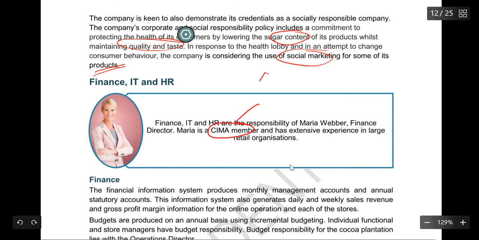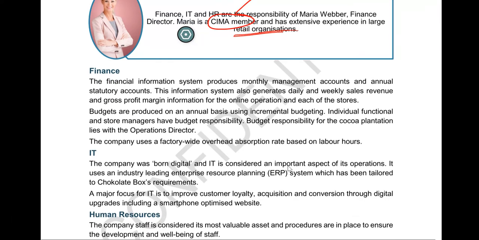So there can be ethical threats also. So students, please remember the ethical threats and the whistleblowing strategy, how you can come. The case has extensive experience in a large retail organization. Finance: they're telling us the financial information system produces monthly management accounts and annual statutory accounts. This information system also generates daily and weekly sales revenue and gross profit margin information for online operations and each of the stores. Budgets are produced on an annual basis using incremental budgeting.